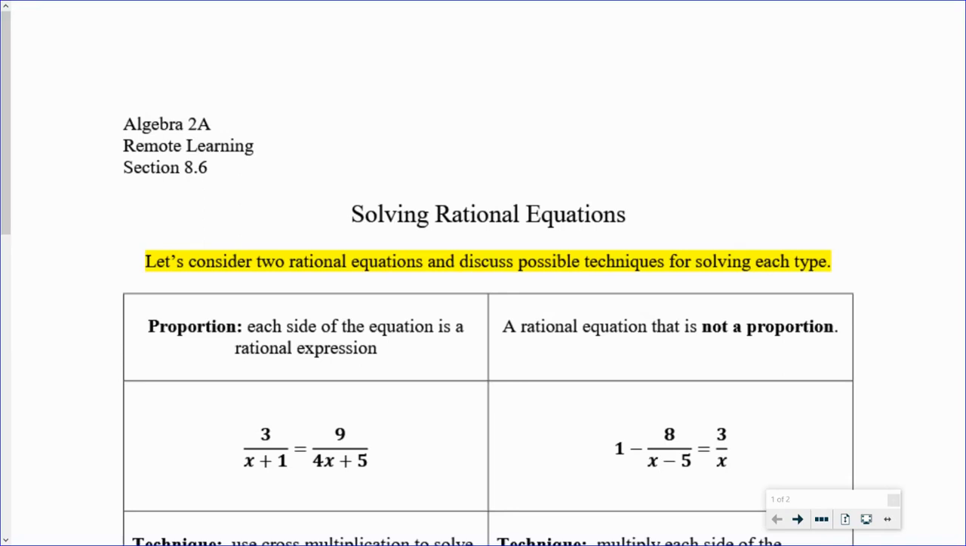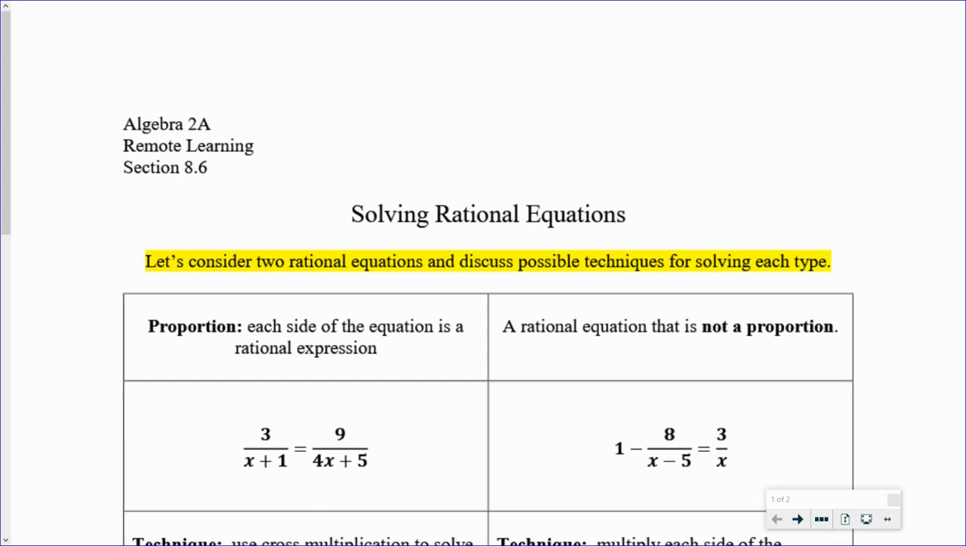Okay, so over the past couple of weeks, we have learned a lot about rational expressions. Up to this point, you should be able to simplify rational expressions, add and subtract rational expressions, multiply and divide rational expressions, and then simplify complex fractions. So today, we will learn how to solve rational equations.